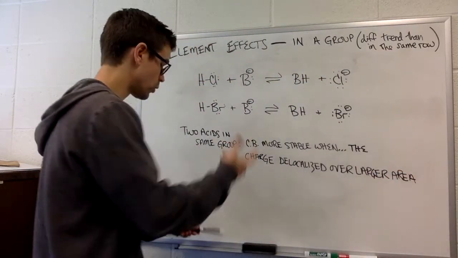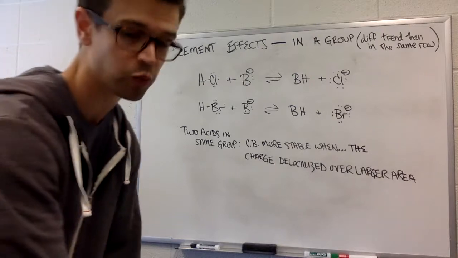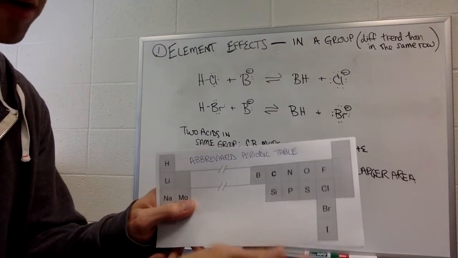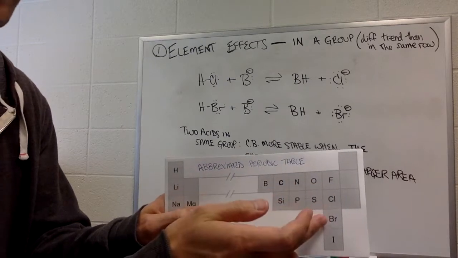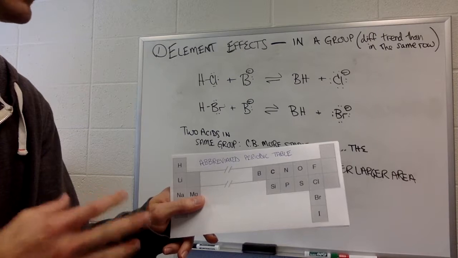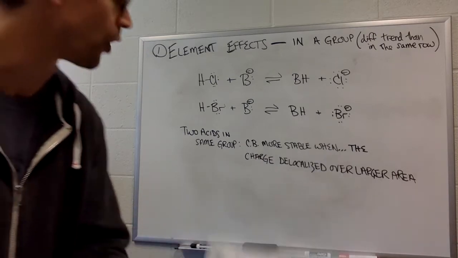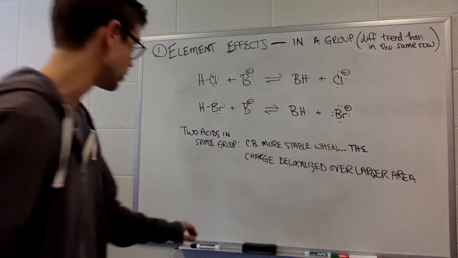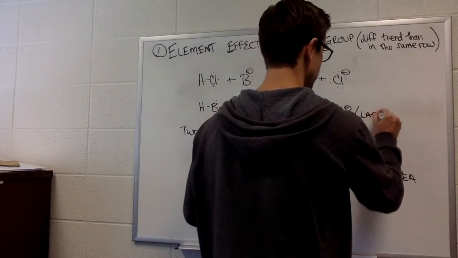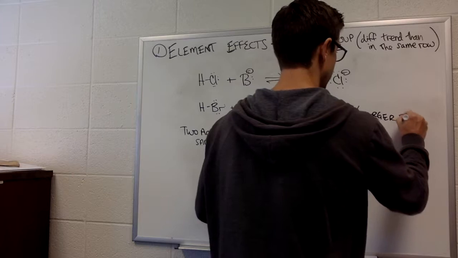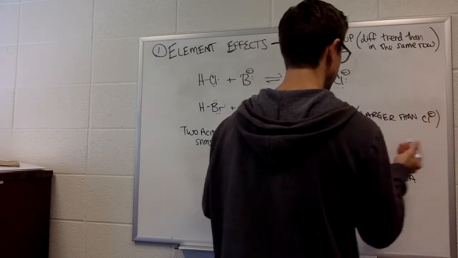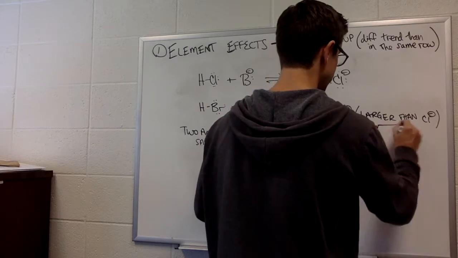So we have chlorine and bromine. What we need to know is which one of those two is larger. If we look at our periodic table, chlorine's there, bromine's there. Bromine is lower on the periodic table, meaning it has more electrons, more protons, more neutrons, making it larger. So Br- is larger than Cl-. That means that it is more stable.